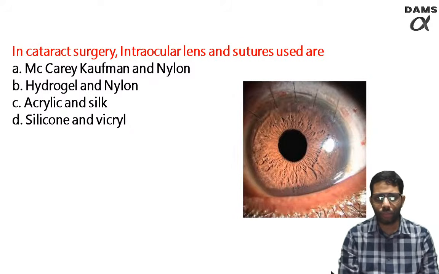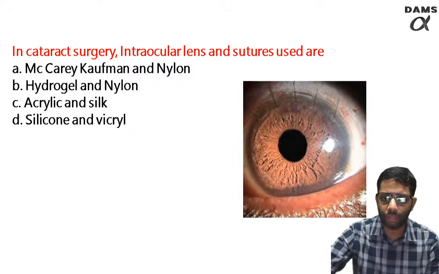Now, a picture is being shown. It is given that in cataract surgery, an intraocular lens and sutures are used, and a picture is being given. Some sutures are being put over here. Now, who can tell me which surgery it might be?